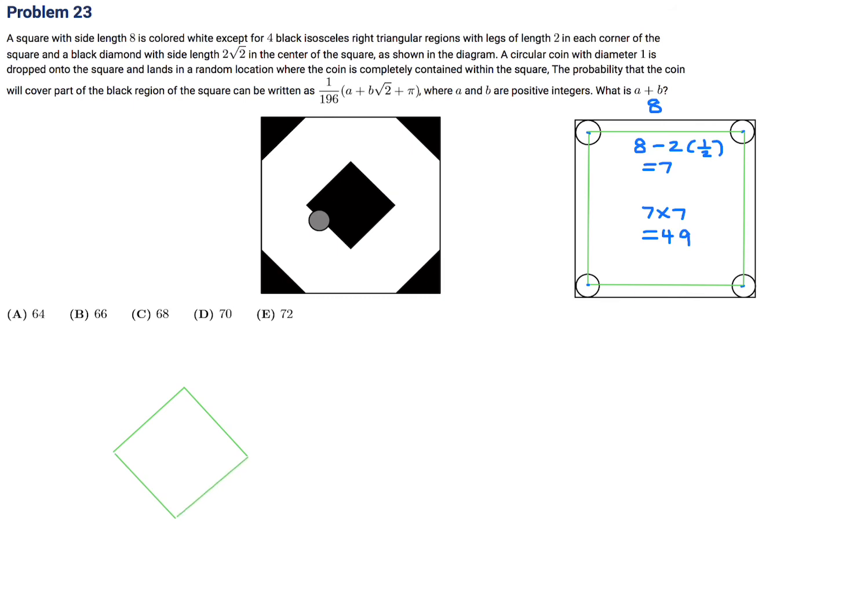Now we have to figure out the region where the coin just touches any part of that black square. Well, I think when it is on the sides, that's pretty straightforward. It's just touching the side like that, and it's always going to be tangent. If it's inside the square, then that's easy, and if it's like that, that's also easy. But we have to look at the absolute edge of the boundary, and the edge of the boundary is when the circle is tangent like that.